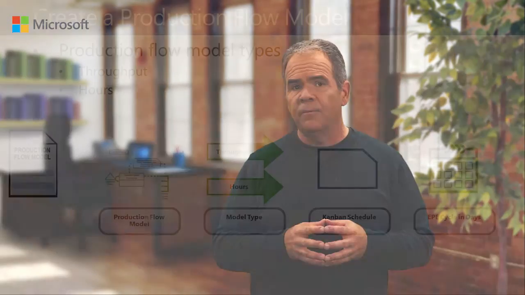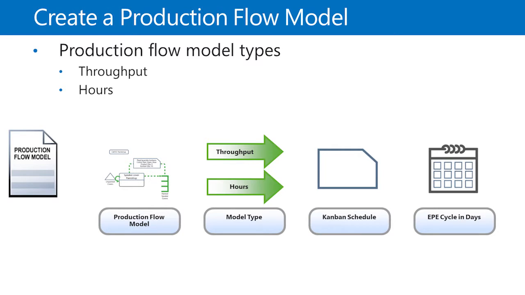The options are throughput, where the capacity and load of a work cell are measured in quantities of product that are produced, and hours, where the capacity and load of a work cell are measured in periods of hours and minutes. Note that after you create a production flow model, you cannot change its type. Every product every, or EPE, defines the number of days within the EPE cycle that is used in automatic planning.